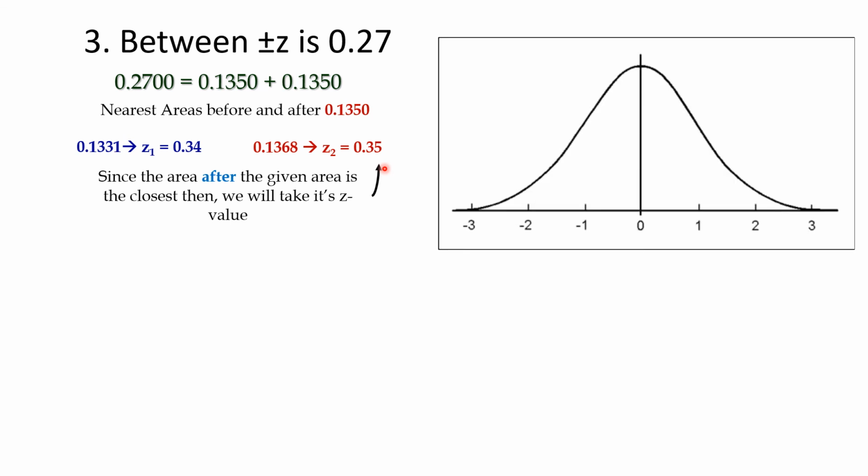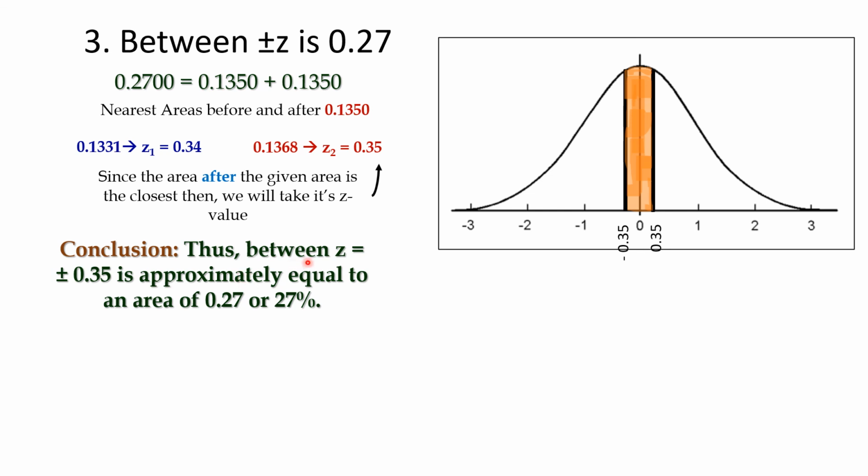Then, let's draw a normal curve and locate z equals 0.35, positive and negative 0.35. So we have here negative 0.35 and positive 0.35. Then we draw vertical lines. Then we are going to shade this part. So that is now the shaded region. Then our conclusion would be, thus, between z equals positive negative 0.35 is approximately equal to an area of 0.27 or 27%.